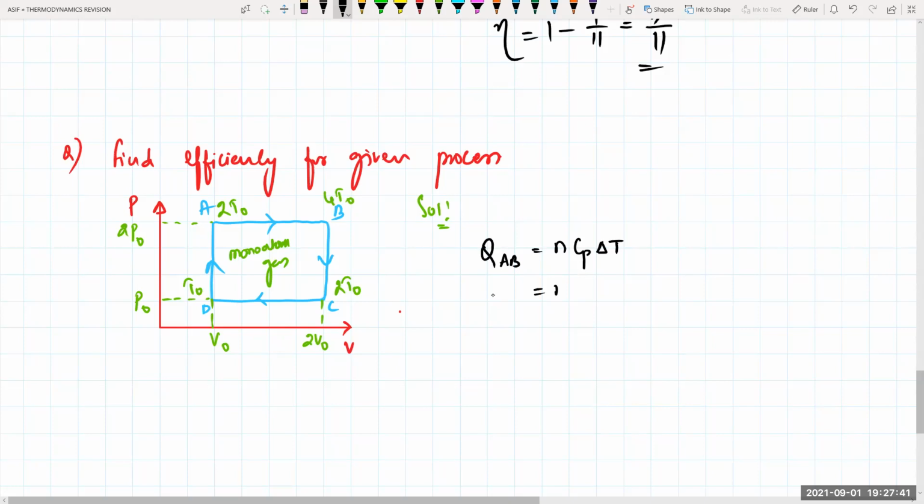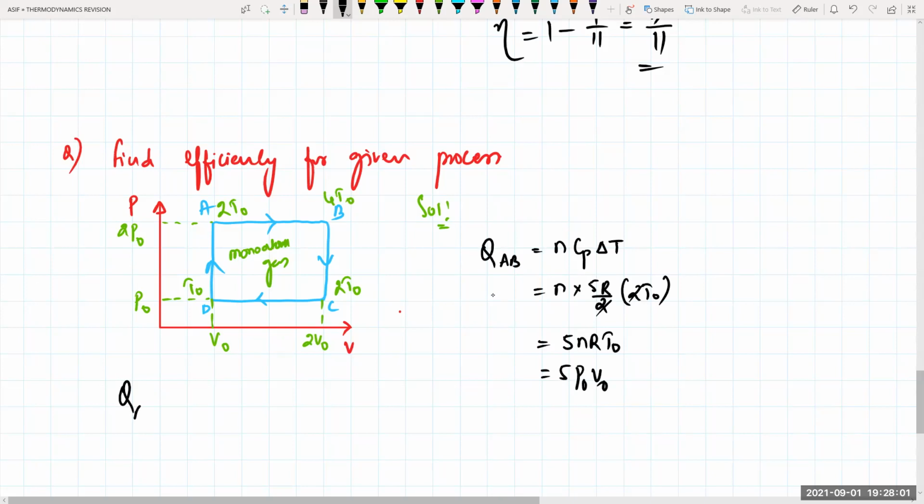So how many moles? n moles. And for a monoatomic gas, Cp will be equal to 5R divided by 2. The temperature difference will be 4T minus 2T, which is 2 times T naught. This 2 and this 2 will get cancelled. So that will be equal to 5nR into T naught. That means it becomes 5 into P naught into V naught.